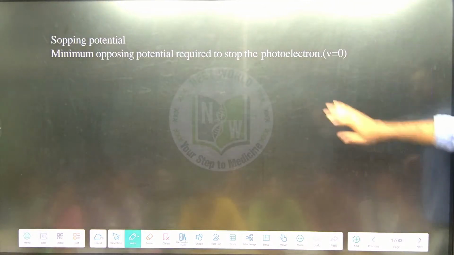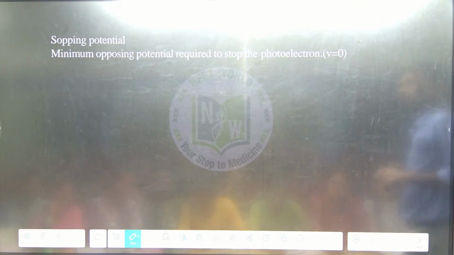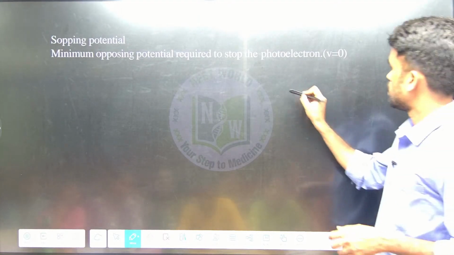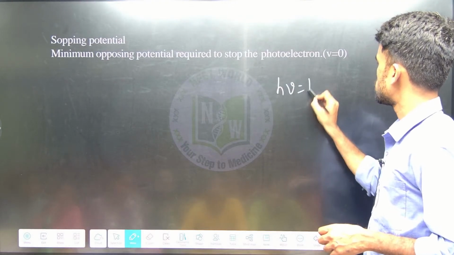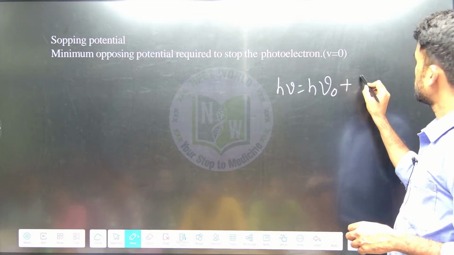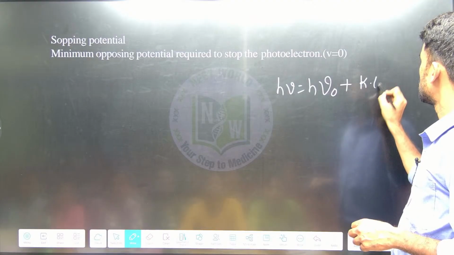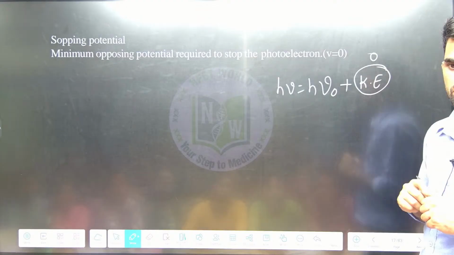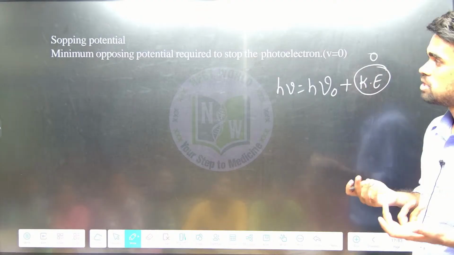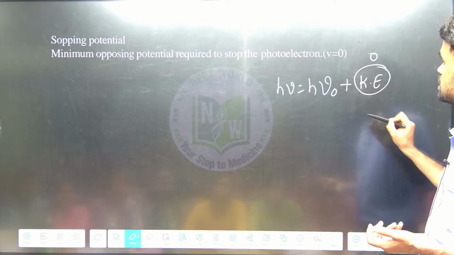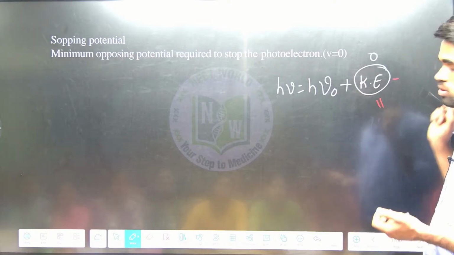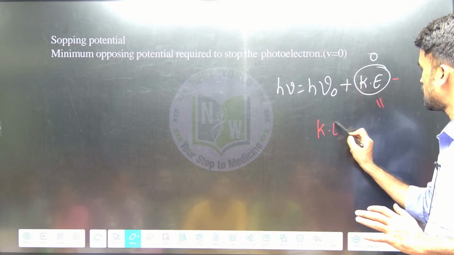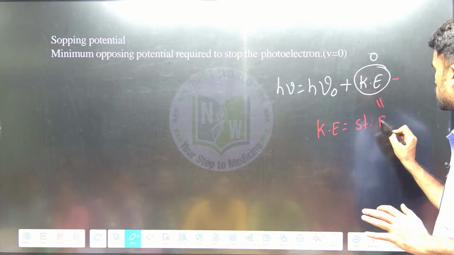Read that statement, ma'am. The minimum opposing potential required to stop the photoelectron. You are writing it as h nu equals nu naught plus KE. With this KE only that electron is moving. So if you make this 0, it won't move. The minimum potential energy that equals this kinetic energy makes it 0. So I can say K is equal to the stopping potential.